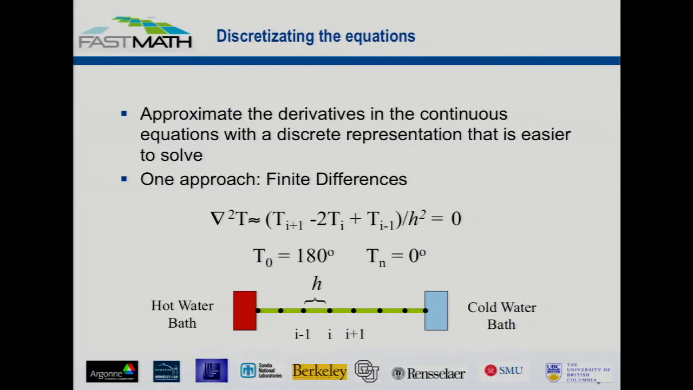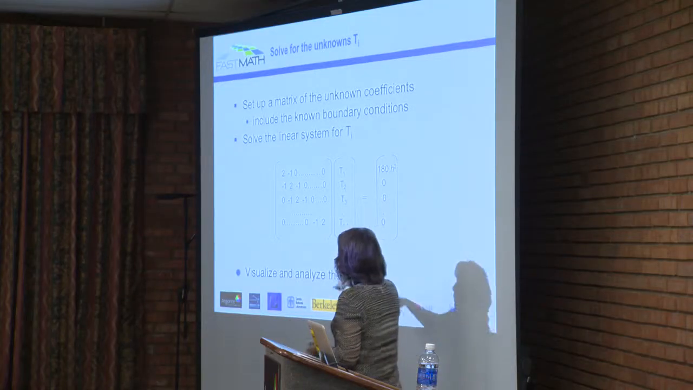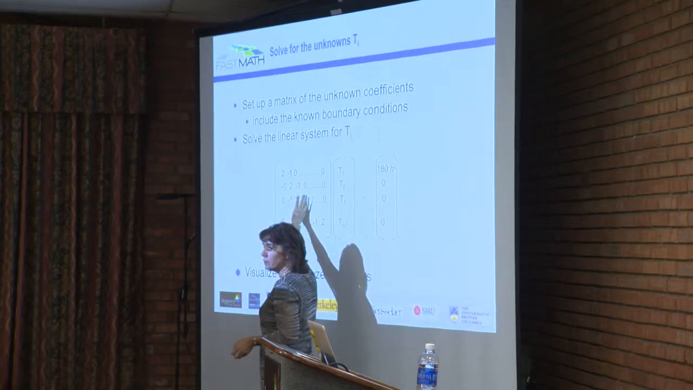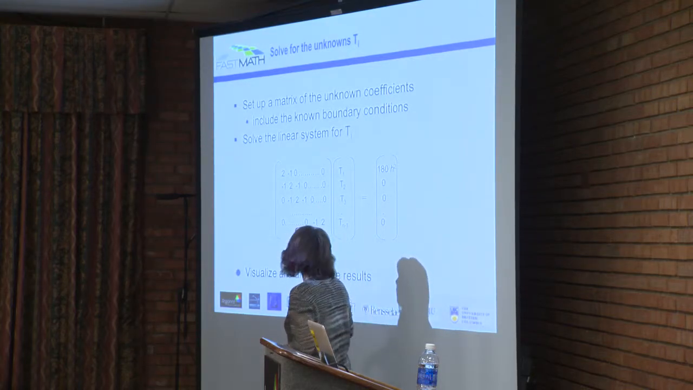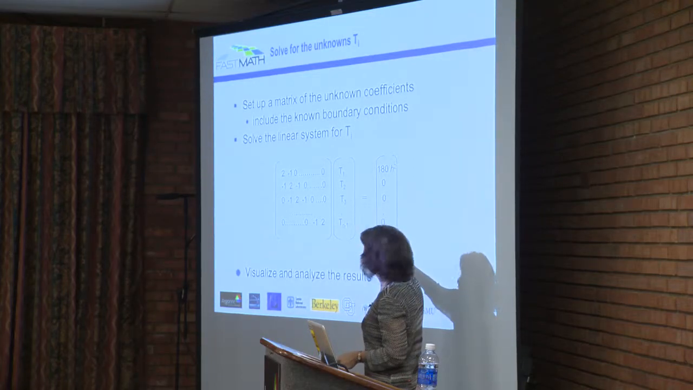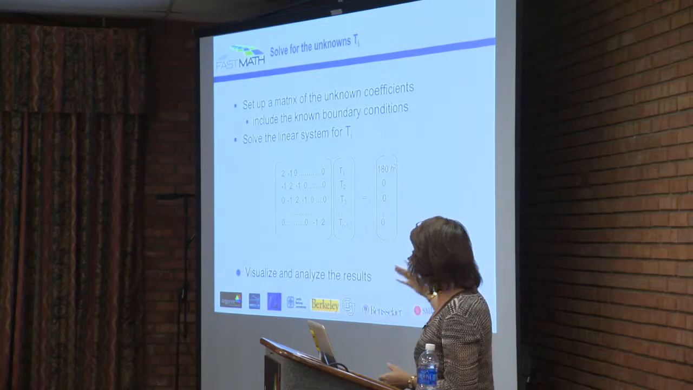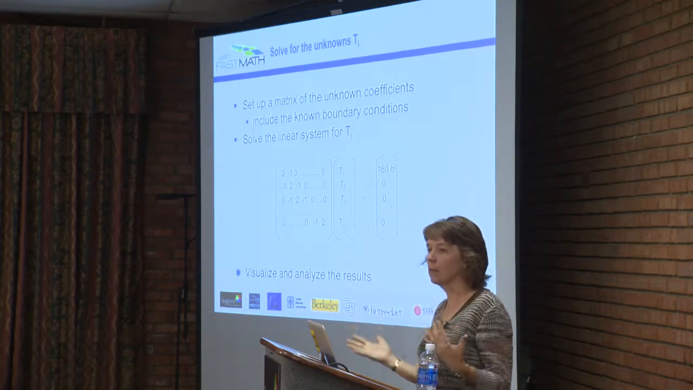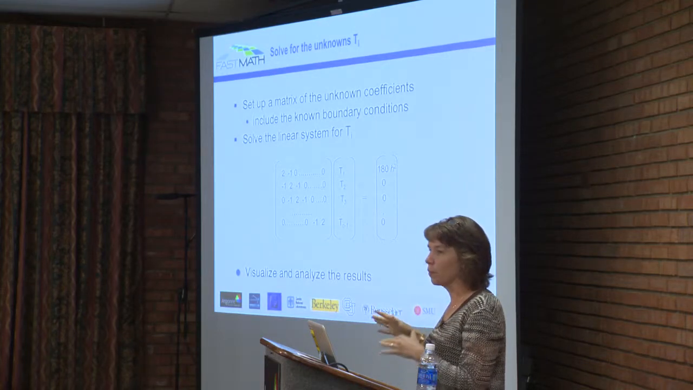So if you want to solve the problem for all the T sub i in the domain, you would go ahead and set that up as a linear system. And this is a tridiagonal system where you can see I've got my 1, -2, 1 coefficients for my unknown temperatures, T sub 1 through T sub n-1, and then my boundary conditions on the right-hand side. Right? So this gives you a linear system that you'll need to solve, and that you then visualize and analyze the results and maybe, again, refine. So that's the basic context for the numerical methods that we're going to be talking about.